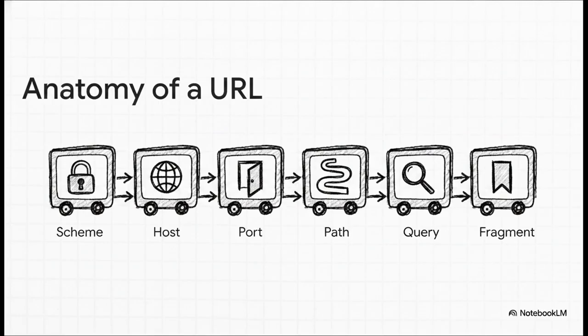Next is the port, which is a logical endpoint. Then comes the path, pointing to the specific resource you want. You might also see a query string for extra parameters, and finally a fragment to jump to a specific section on the page. Understanding these specific pieces is vital, because this is exactly what attackers manipulate.